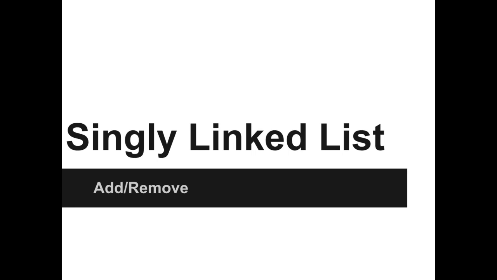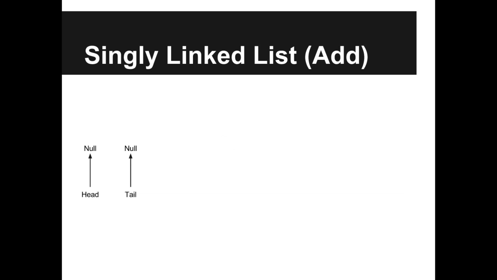In this video, I'm going to show you how singly linked list add and remove methods work. Let's say that we have an empty singly linked list. In this case, head is pointing at null and tail is pointing at null. Then we want to add a node with data 20 to our linked list. The first step is to make a node with data 20 and point its next pointer to null.